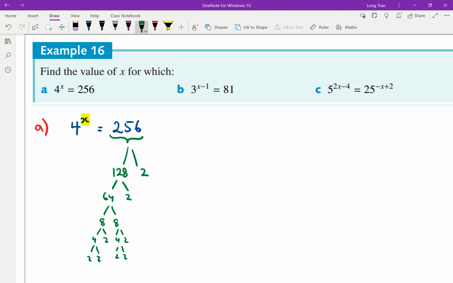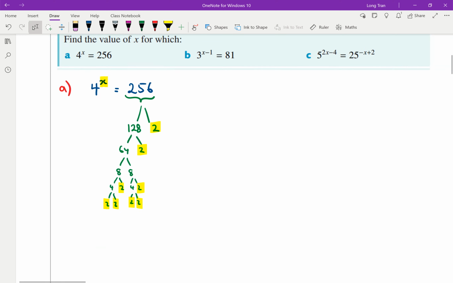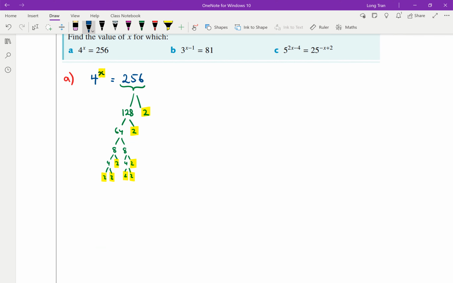So you can see here that what we end up with is that 256 can be broken down into its smallest factors, which is 2 times 2 times 2 times 2 times 2 times 2 times 2 times 2. How many times is that? That's 1, 2, 3, 4, 5, 6, 7, 8. So I know that 256 is actually the same thing as writing 2 to the power of 8. Okay? And that's one of the techniques that we can do.